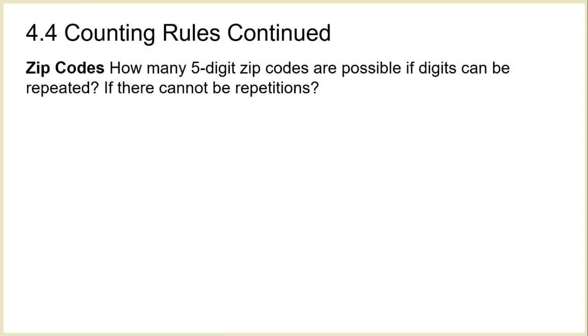And so now we can apply that to different types of concepts. For this example, it says how many 5-digit zip codes are possible if digits can be repeated and if the digits cannot be repeated. So we think about a zip code, the zip code for North Lake College, 75038. There's 5 digits. Each digit is different.